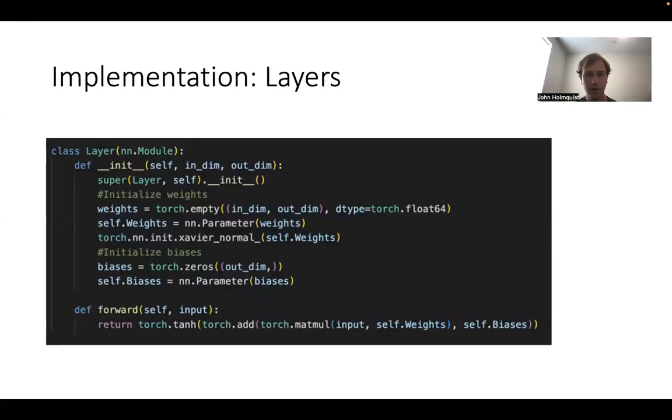Going into the implementation, PyTorch is really nice because you can use a lot of abstraction, object-oriented programming, and inheritance. This layer class inherits from the nn.Module class. You can see that I am initializing the weights as a neural network parameter, meaning that it's trainable, and then giving them a Xavier normal initialization. Same thing with the biases, they're just initialized to 0. Then I'm defining the forward pass for each layer here. It's pretty simple matrix multiplication, element-wise addition with the biases, and then applying a hyperbolic tangent activation function.